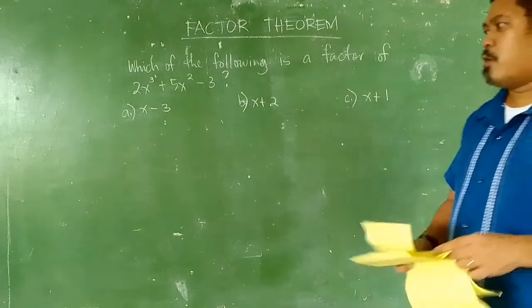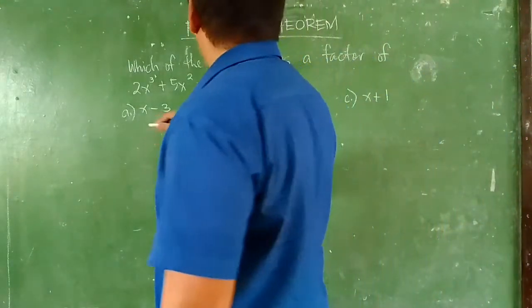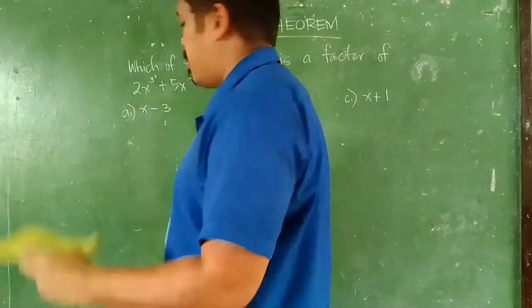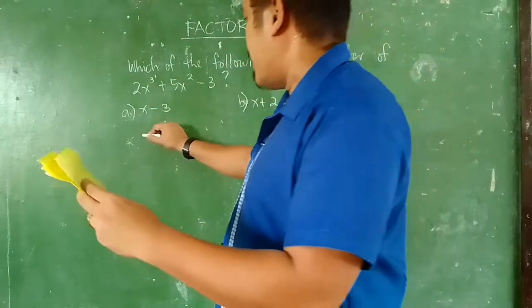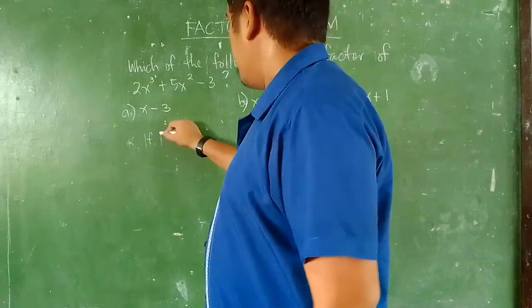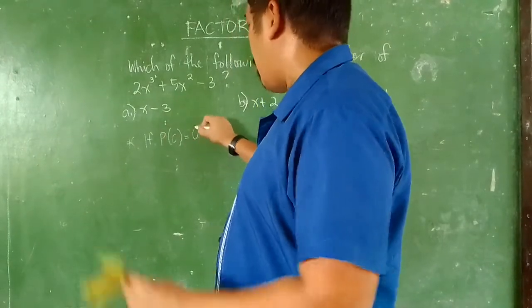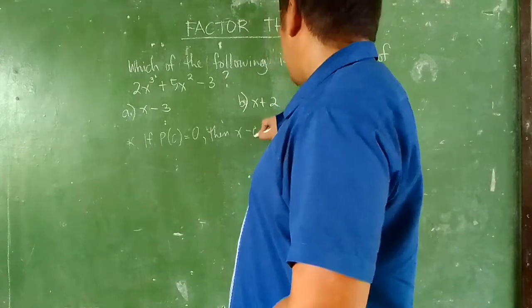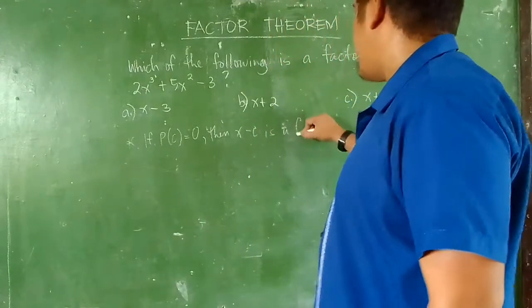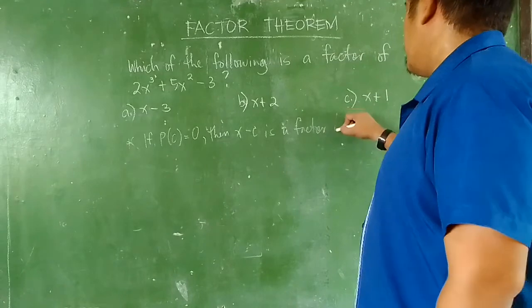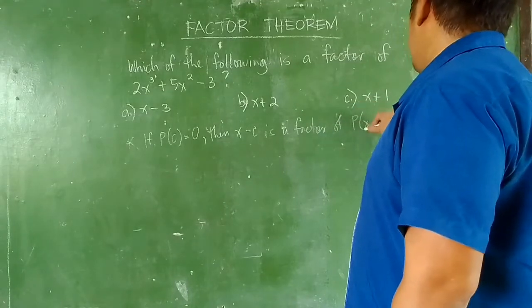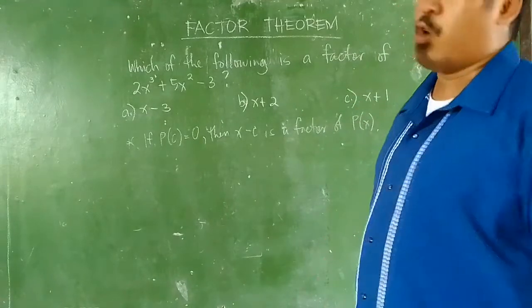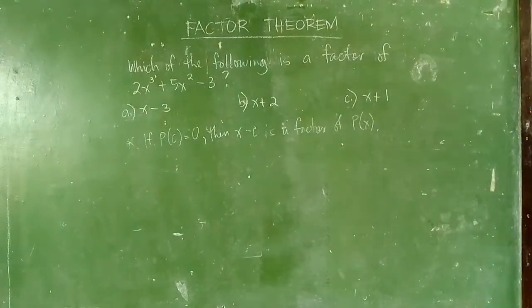What is this factor theorem? Your factor theorem states that if p of c is equal to 0, then x minus c is a factor of p of x. So the idea here is that we will use the concept of the remainder theorem.